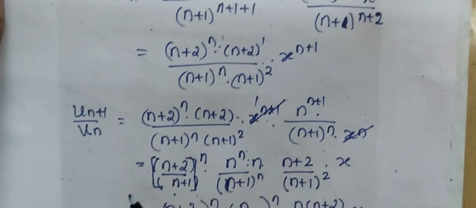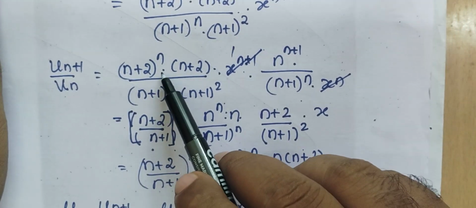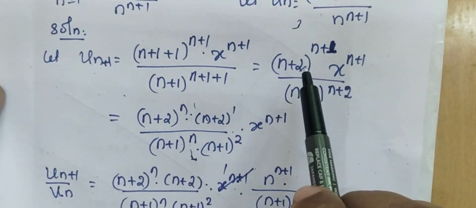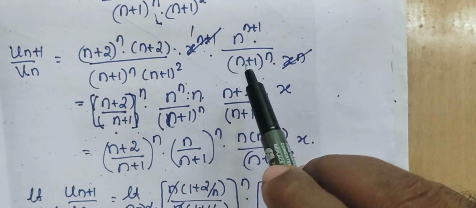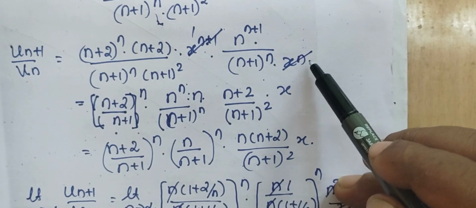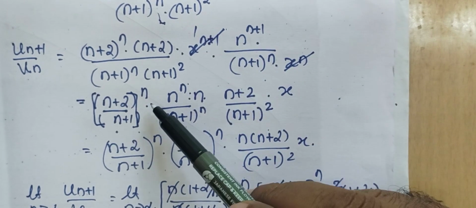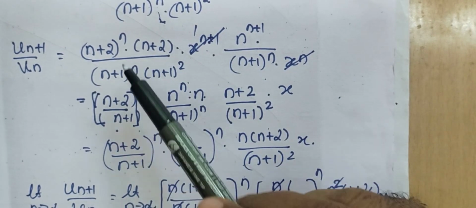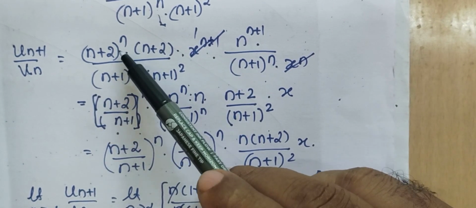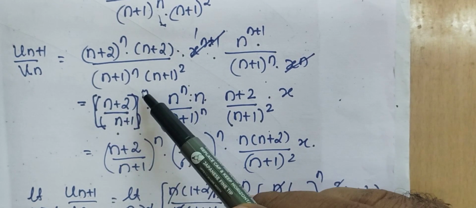Now we use u_(n+1) by u_n. The ratio test needs u_(n+1) by u_n. So u_(n+1) is this one into the reciprocal of u_n. So that is equal to (n plus 2)^n (n plus 2) x^(n+1) by (n plus 1)^n (n plus 1)^2 into (n plus 1)^n by (n plus 1)^n x^n... the x^n and x^n cancel, we get x^1. The remaining terms: (n plus 2)^n and (n plus 1)^n have the same power, so we can write (n plus 2) divided by (n plus 1) whole power n.